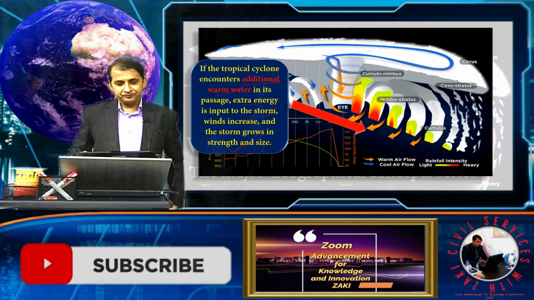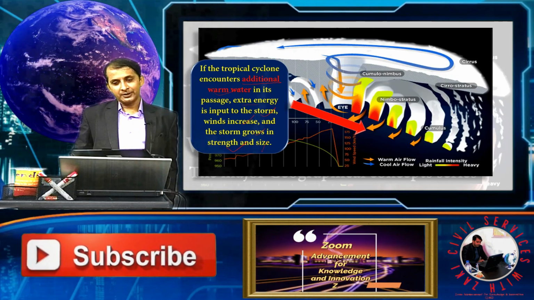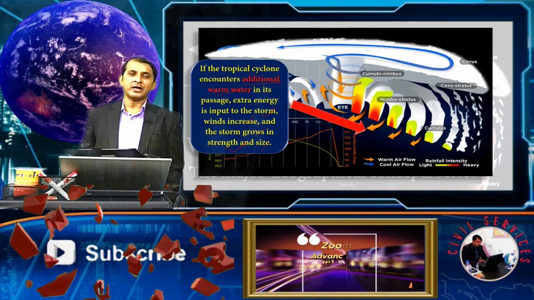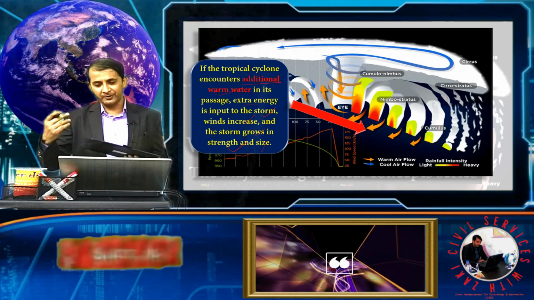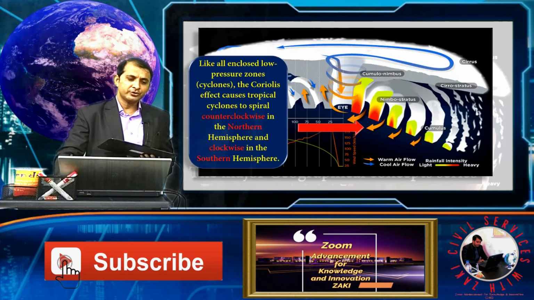So these are the first conditions for the cyclone. First, warm water, so tropical warm water. Another thing is, you know, the Coriolis impact.